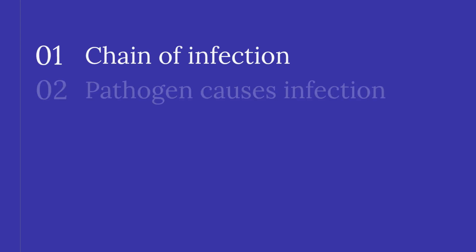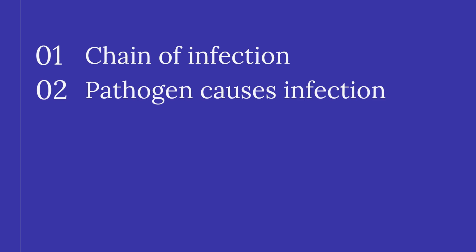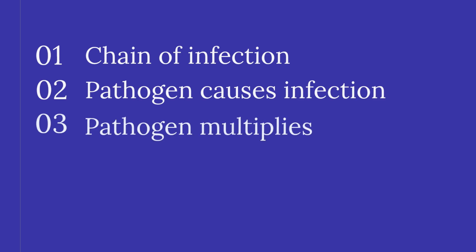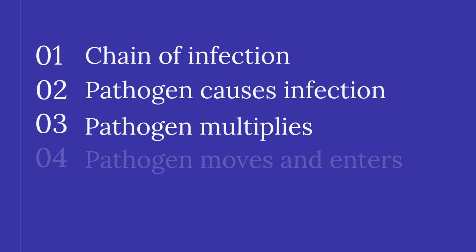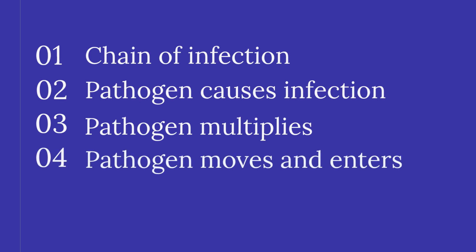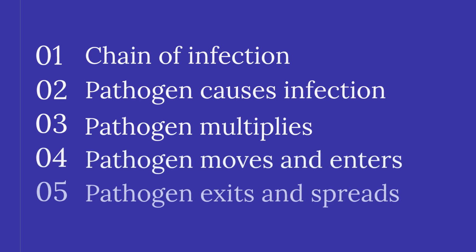Infections spread through 6 key stages known as the chain of infection. A harmful pathogen causes infection, multiplying in a conducive environment. Transport mechanisms allow the pathogen to move and enter the body. It exits the body and then enters another person's body. Understanding these stages helps in breaking the chain and preventing infections.